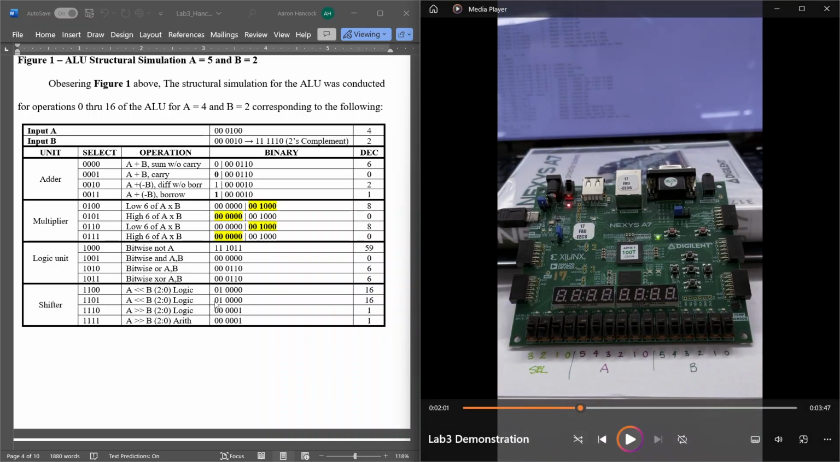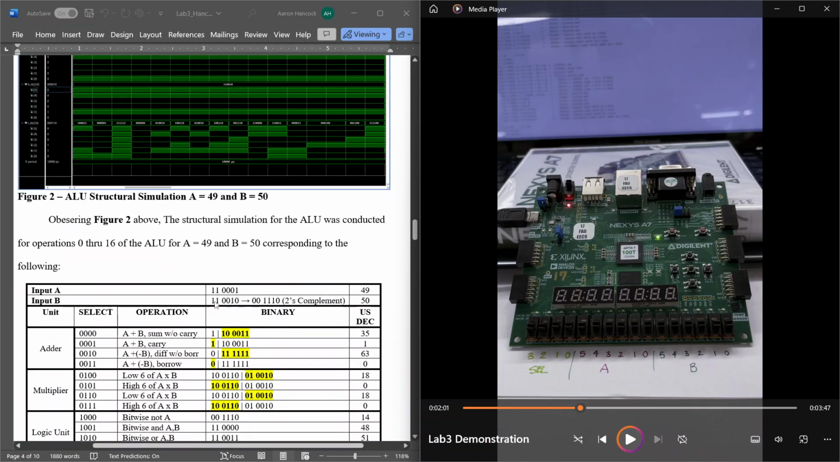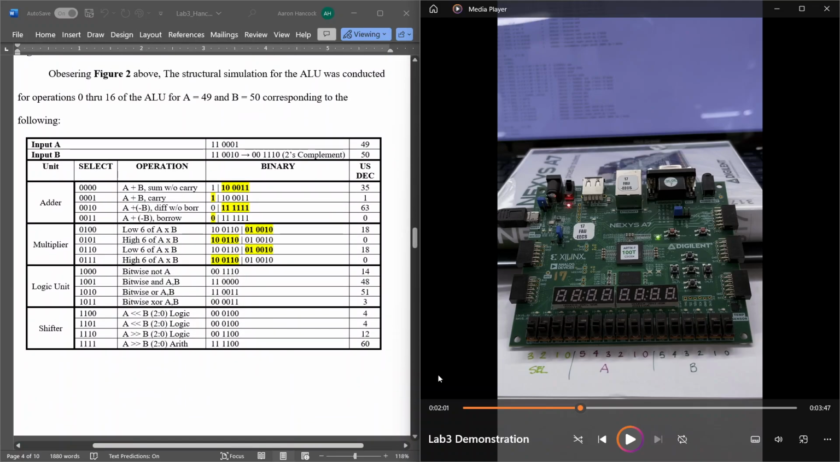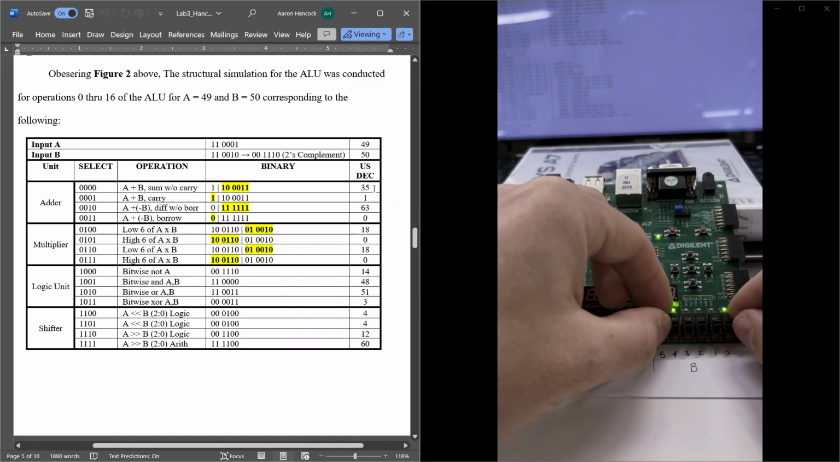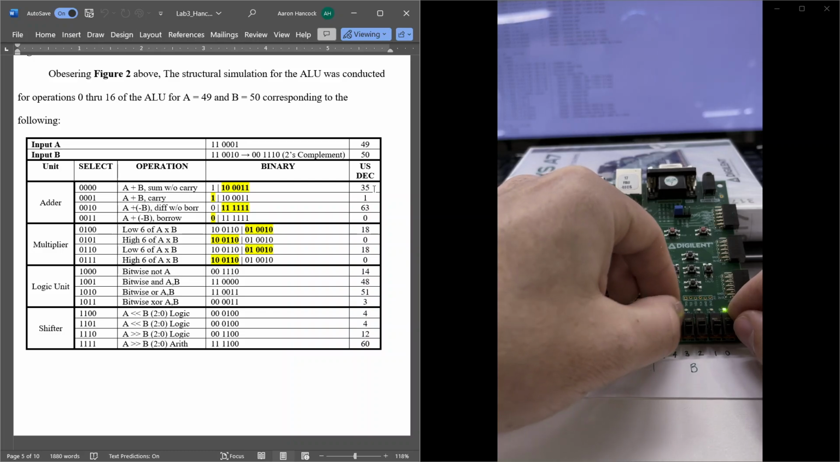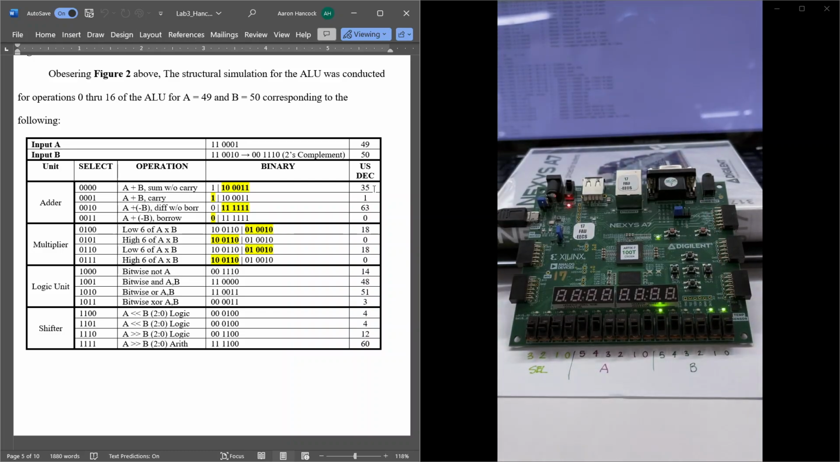So now that we've tested the first case, we're going to take a look at the second case, and we're going to do the exact same thing that we just did for A equals 49 and B equals 50. So here I'm setting the inputs for A to be 49 and for B to be 50.